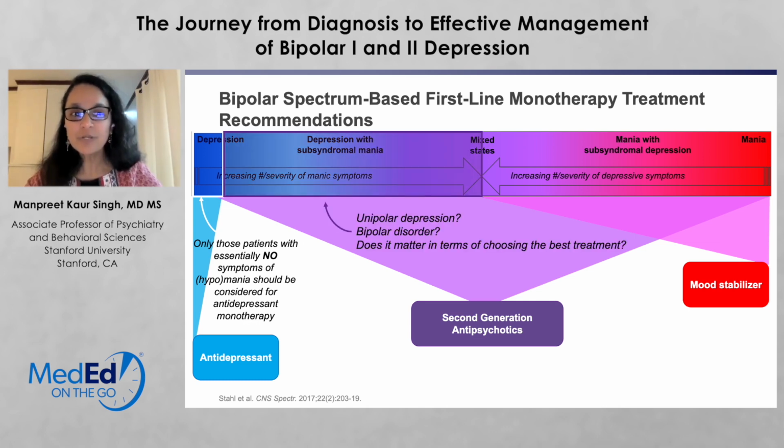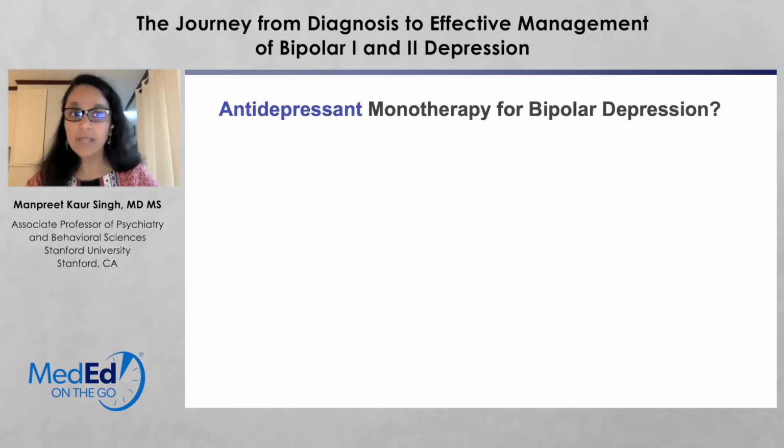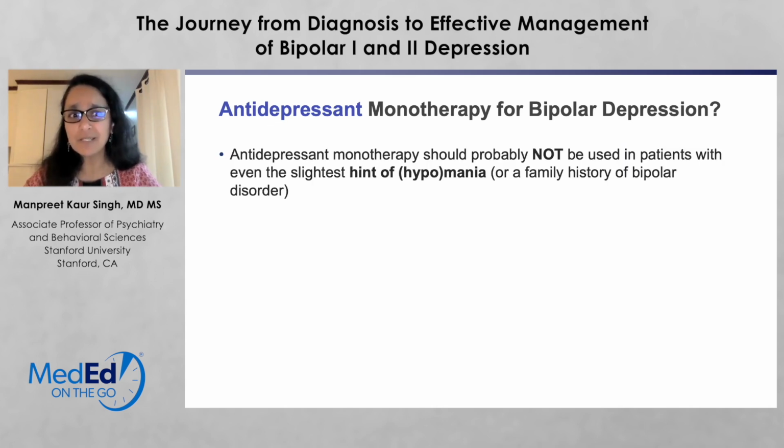Unipolar depression, bipolar disorder, does it matter in terms of choosing the best treatment? You bet it does. And that's why ruling out mania and hypomania becomes so critical early in the stages of diagnostic evaluation. So antidepressant monotherapy for bipolar depression, might you even try it ever? Try not to, please. Antidepressant monotherapy really should not be used in patients even with a hint of hypomania or mania, or even a family history of bipolar disorder requires some thought and consideration.